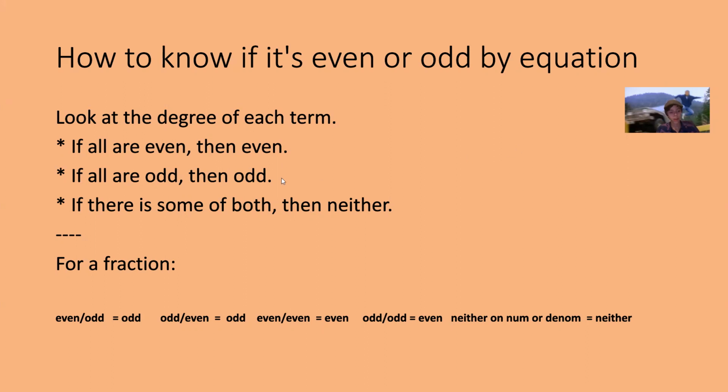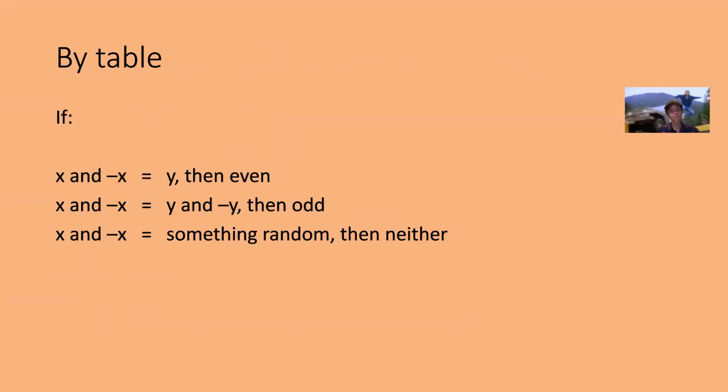Also, sometimes there's fractions. Even over odd means odd. Odd over even means odd. Even over even means even. Odd over odd means even. And if there's a neither in either the numerator or denominator, it's neither. So basically, if it's different, then it's odd, and if it's the same thing on both, it's even. And we'll look at examples, then that will make more sense.